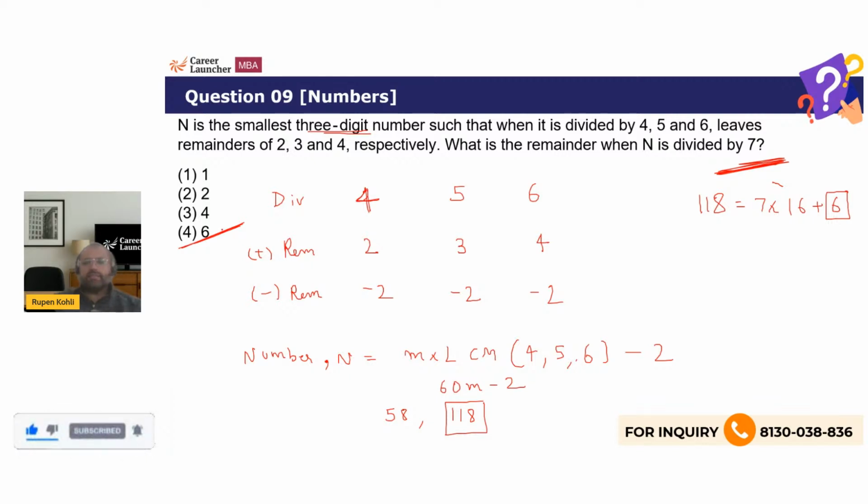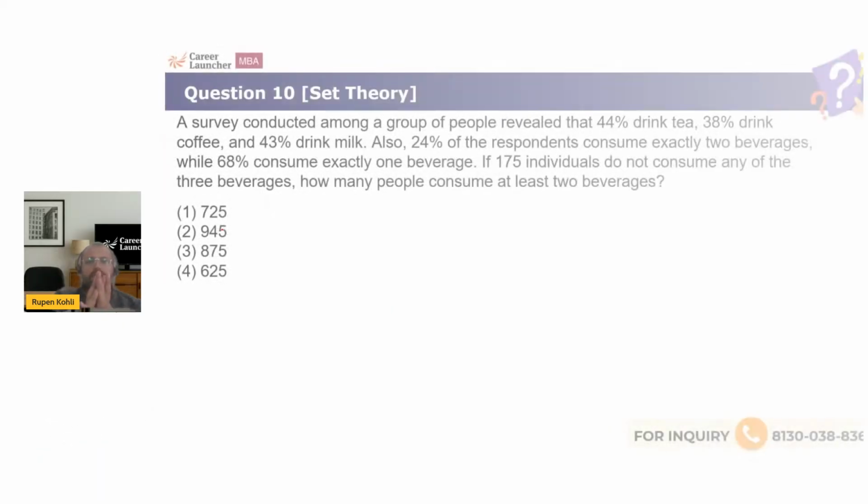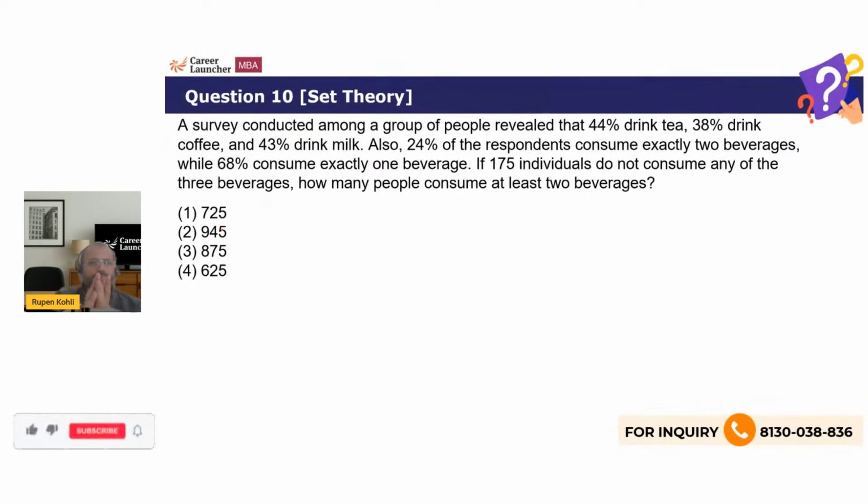So very standard question, right? I would say those who have done the number theory know this, very easy. Next one, set theory, right? So you can get a single question of Venn diagrams like this also in your quant section in any exam. So let's see this one. Again, those who have done Venn diagrams, this is a very doable one.